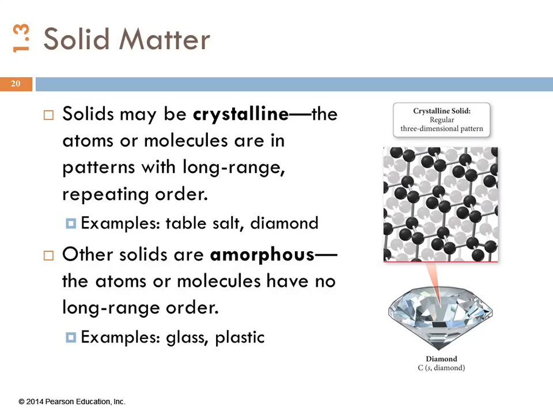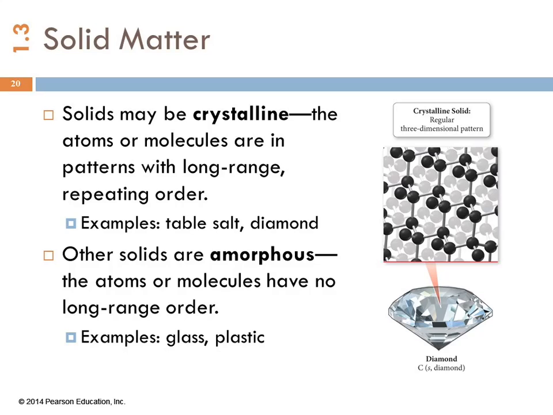The other type of solid is amorphous. And we'll see that in science we have a lot of words with prefixes and suffixes. The prefix a means without. Morphous, what does it mean when a superhero morphs? They change shape. Amorphous, without shape. So an amorphous solid has no long-range order. This is kind of like a blob. The particles are just willy-nilly.